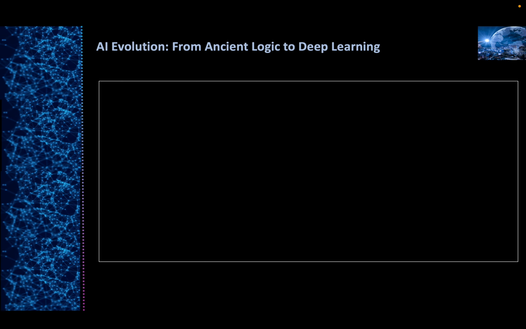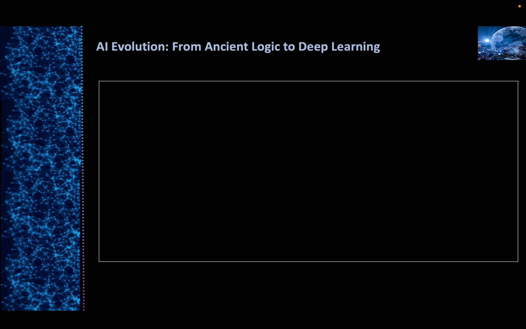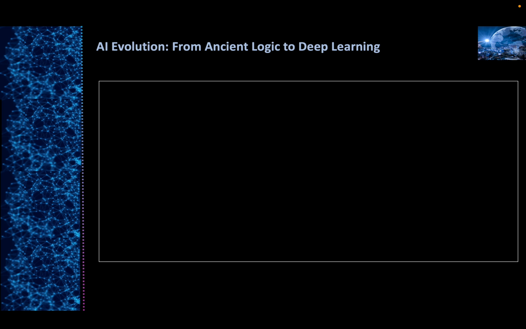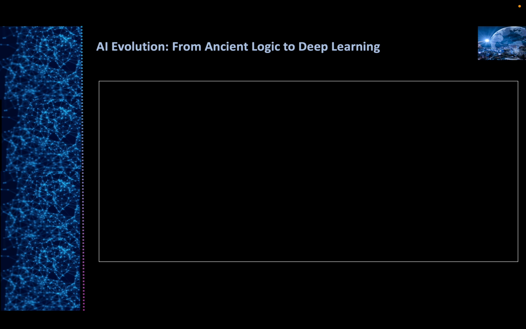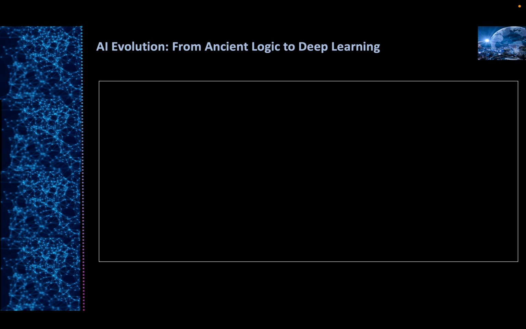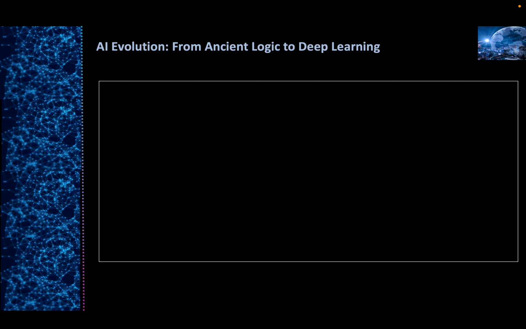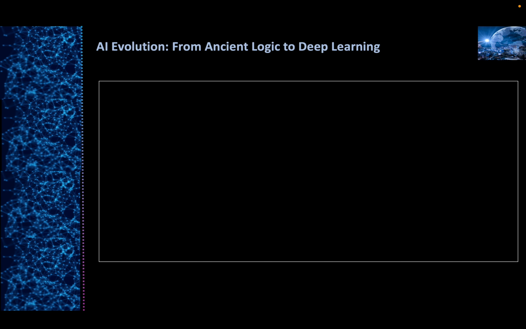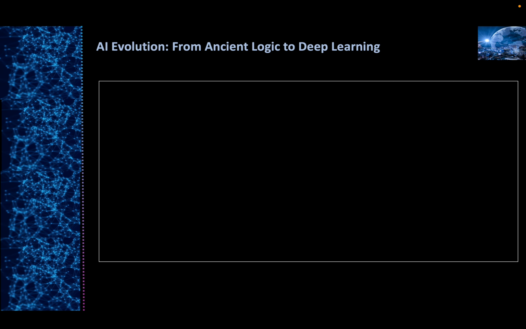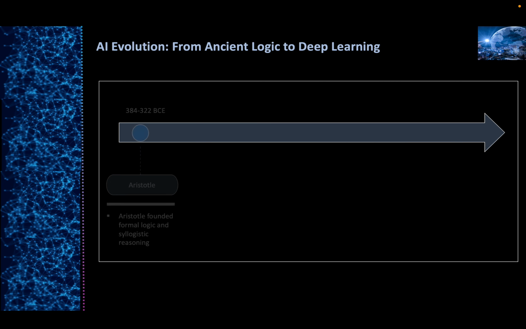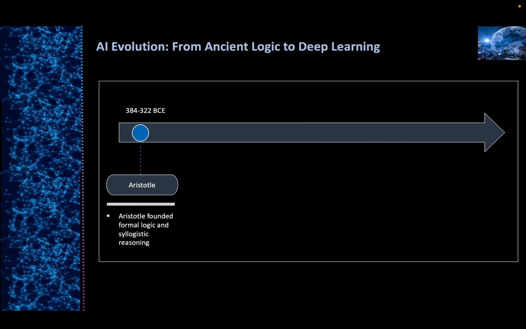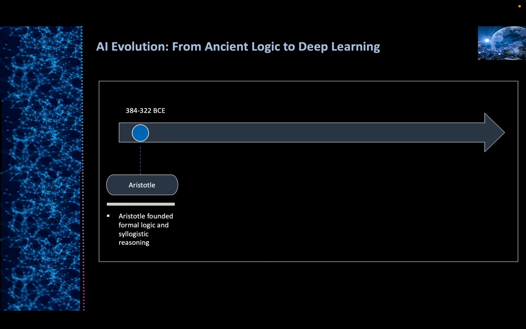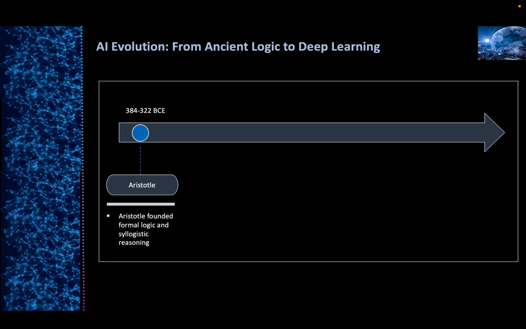So, now we look at AI evolution from ancient logic to deep learning. When I say artificial intelligence, just think about when this artificial intelligence concept started. Even before the term AI was coined, the history goes back a very long time, to around 380 years BC. During that time, Aristotle founded formal logic and syllogistic reasoning.